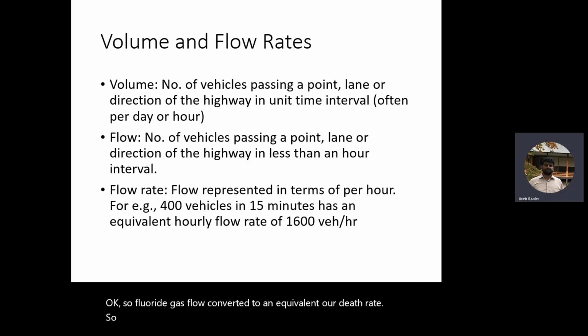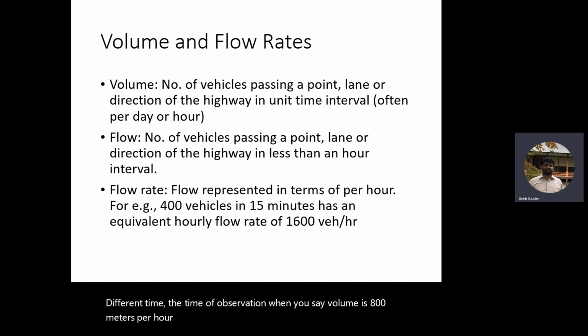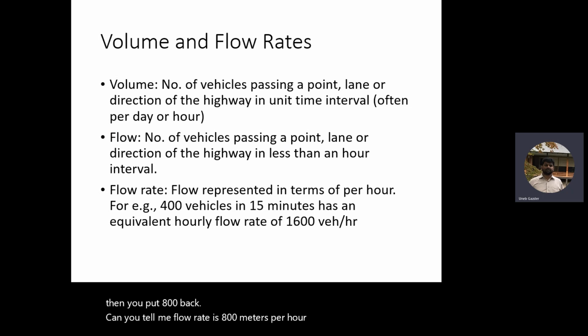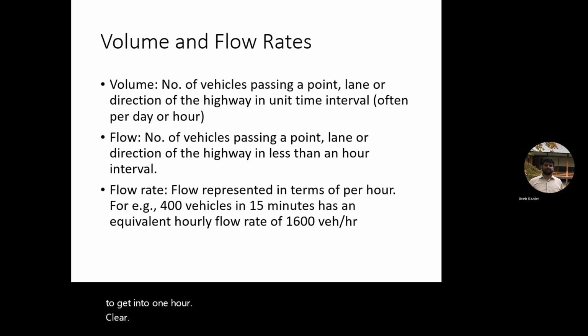So volume can be vehicles per hour. Flow rate is also vehicles per hour. But what's the difference? Time, the time of observation. When you say volume is 800 vehicles per hour, that means you observed vehicles for 1 hour and then you got 800. When you tell me flow rate is 800 vehicles per hour, that means you observed for less than 1 hour and then you multiplied with something to get into 1 hour. Clear? Okay. The volume is per hour, flow rate is converted to per hour.